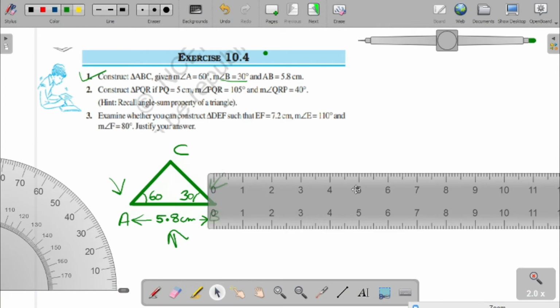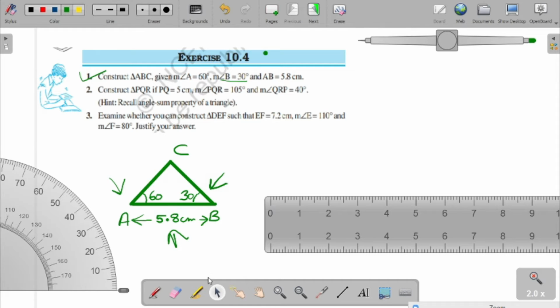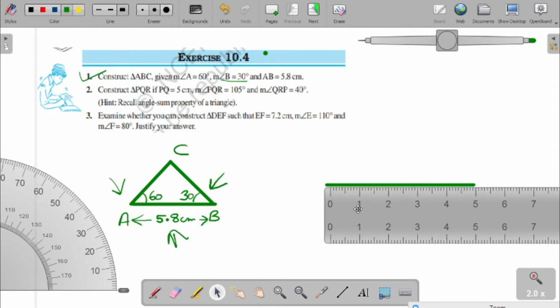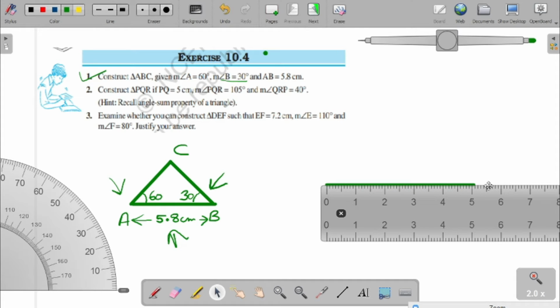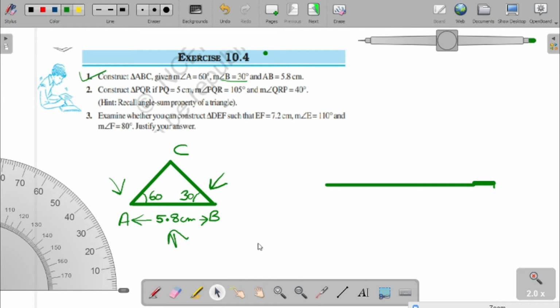Now let us start. First we take 5.8. So first we draw a line. This is the line, you can see. Then we can take this scale and we will measure 5.8. 5.8 is a little bit more. This is 5.8. So we extend this line up to this one. Okay. Then we remove this scale. We rotate it further.